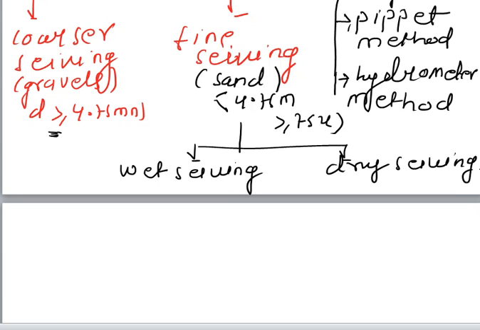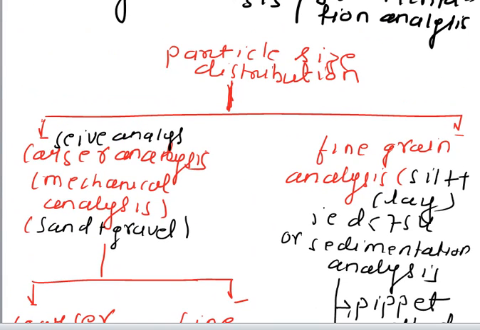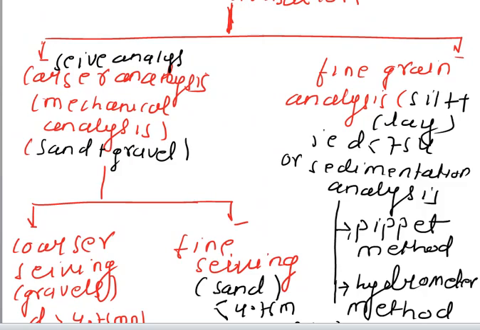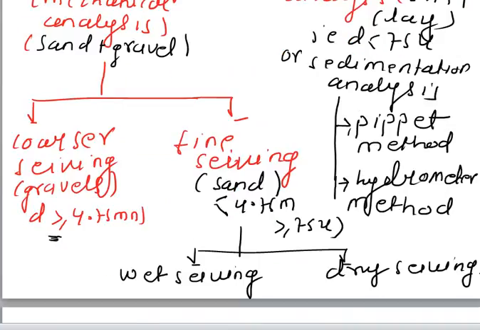So this is the approach in which we will study. First we will study the sieve analysis, the coarse grained analysis, then we will continue with fine sieving, then after we will go for fine grained analysis. So let's start with coarse sieving. And what are the objective portions which were asked in coarse sieving?